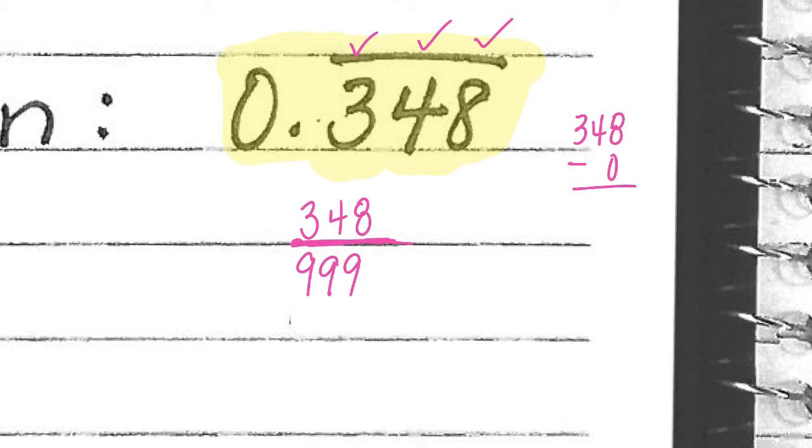Good. Both of these can be divided by 3, so when I reduce, I do have 116 over 333. And again, I'm going to go ahead and check this. If I take 116 and divide it by 333, voila, I get 348, 348, 348, which is 348 repeating.